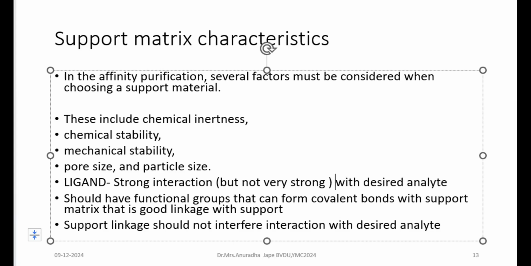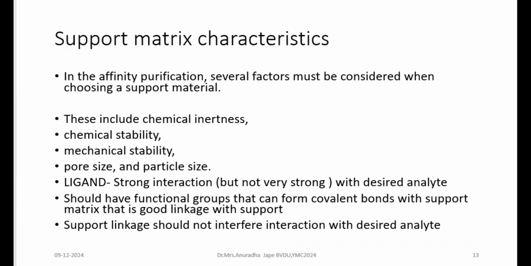And if drastic conditions are to be implemented, then there is a danger of denaturation or loss of functionality, or the native structure of the protein or biomolecule will get altered. So the ligand should interact strongly with the analyte, but at the same time it should not be a very strong interaction. Secondly, the ligand should have functional groups that can form a covalent bond with the support matrix, a good linkage with the support matrix. But at the same time, this linkage with the support should not interfere with the interaction with the desired analyte. And there comes the purpose of the spacer arm and how it affects separation that we have talked about.